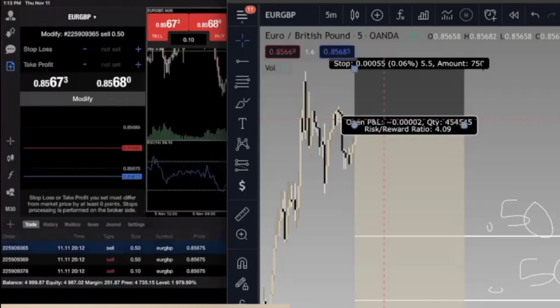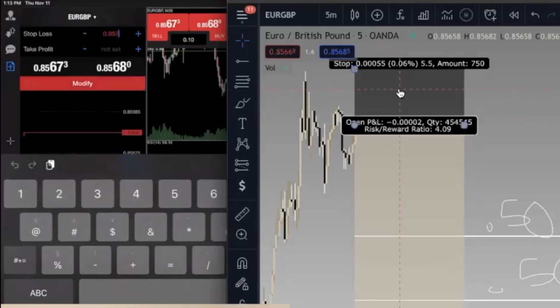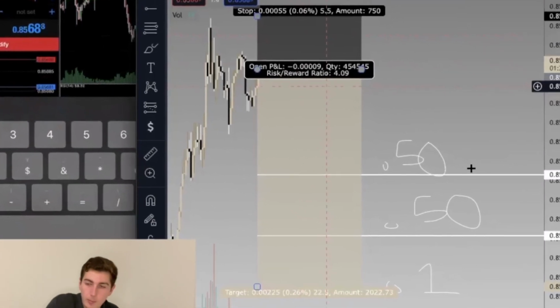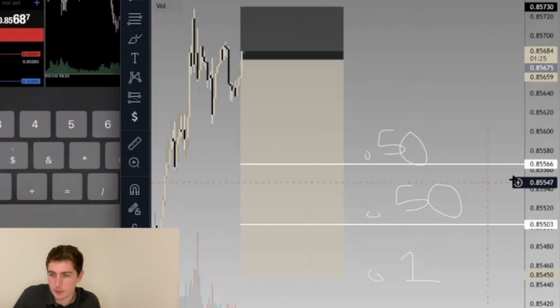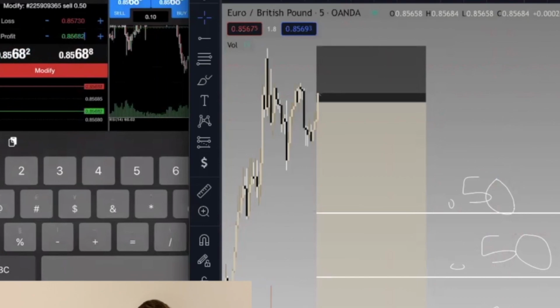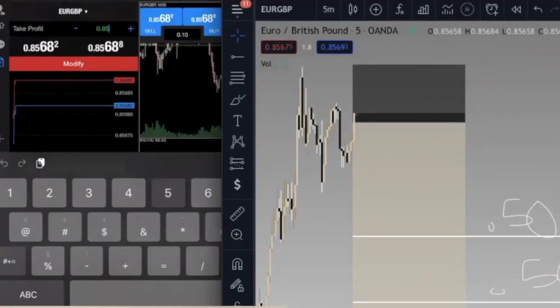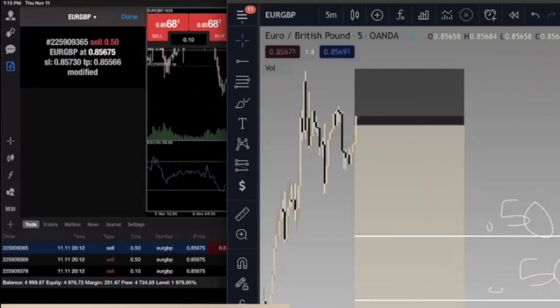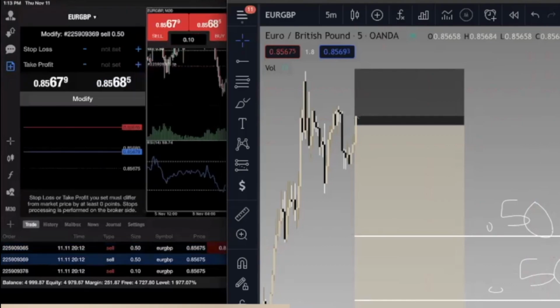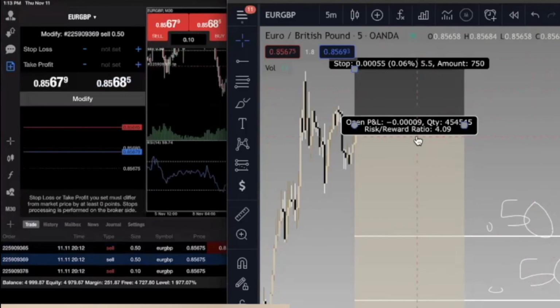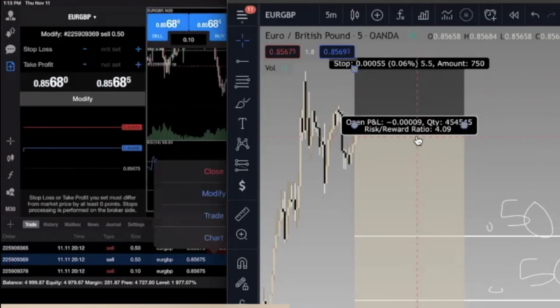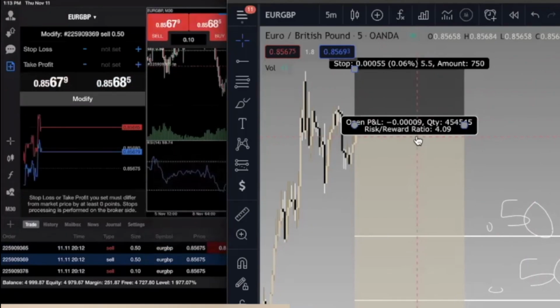So let's go ahead and put our stop loss in at 0.8573. Since this is a 0.5, it doesn't matter if we put it here or here, but we're going to use 0.85566 as our take profit level. So 0.85566, and set that. You can see that we're already within our 10 pips of our stop loss. Clearly, since we only have a 5.5 pip stop loss, that is where we're at now.